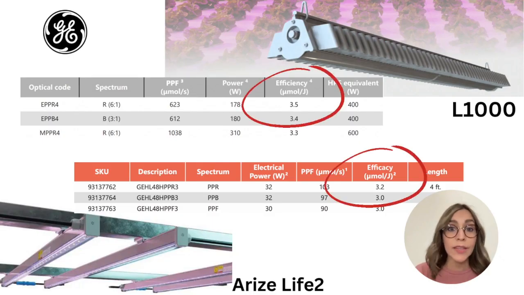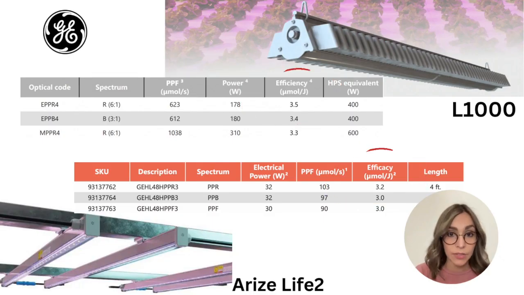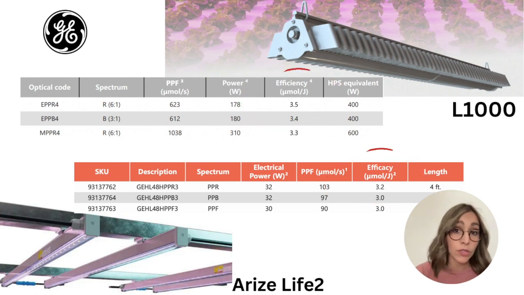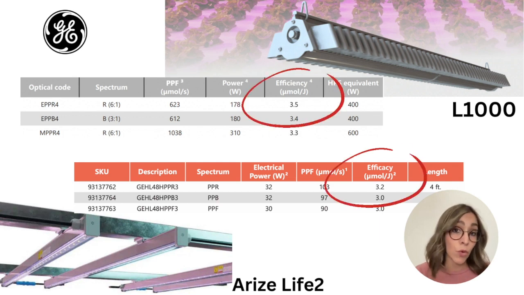Here we have two great examples from General Electric. First, we have the L1000. This is a light fixture that is used for top lighting. It could be used for supplemental lighting in greenhouses or as the sole source of light in rooms like, for example, of cannabis.